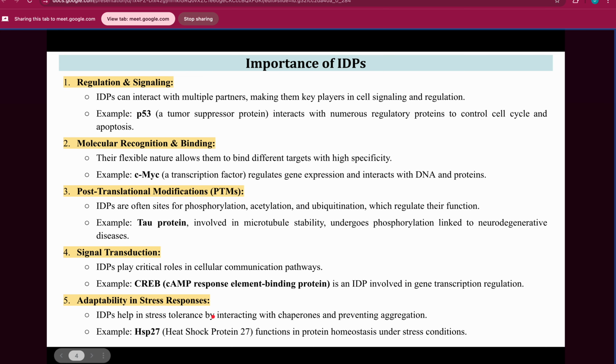So now we will look into what the importance of these IDPs is. Even if they do not have a well-defined structure, still they have their role in function. So what are those functions?